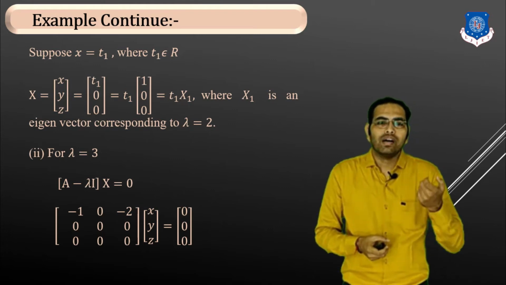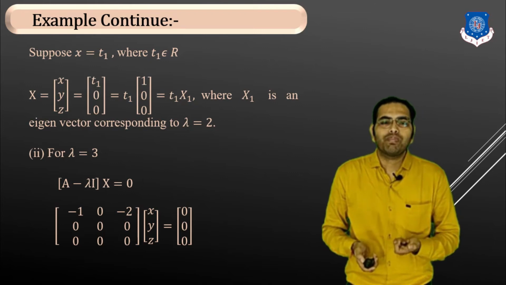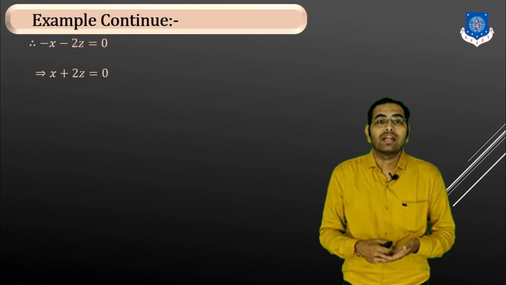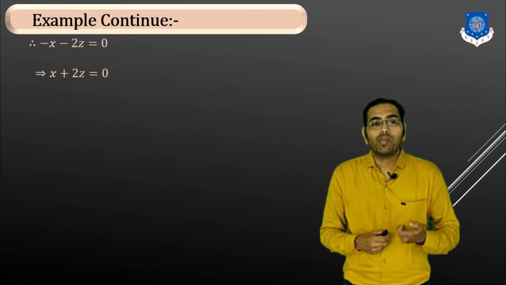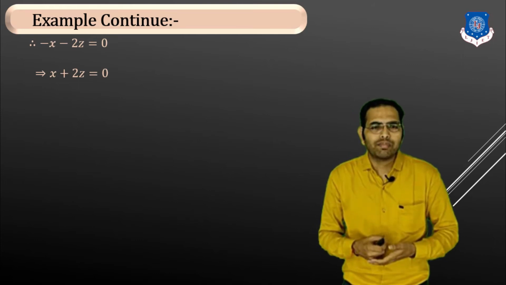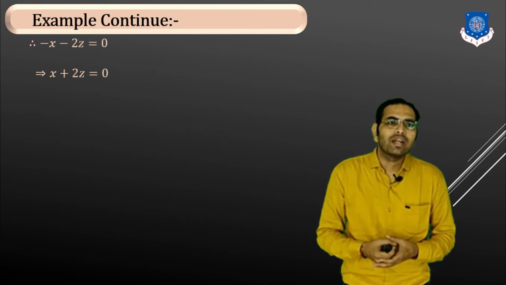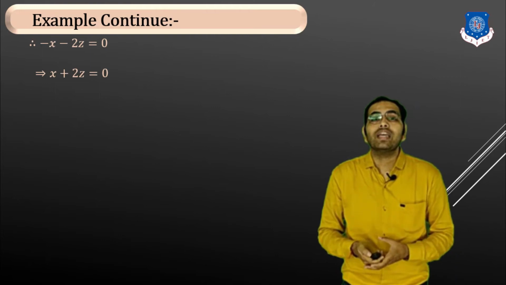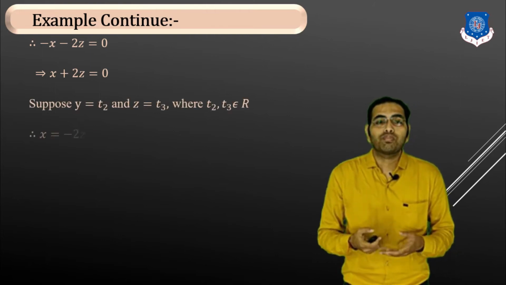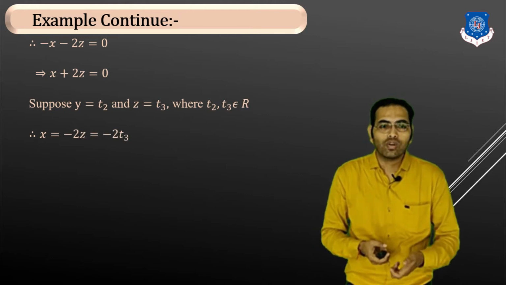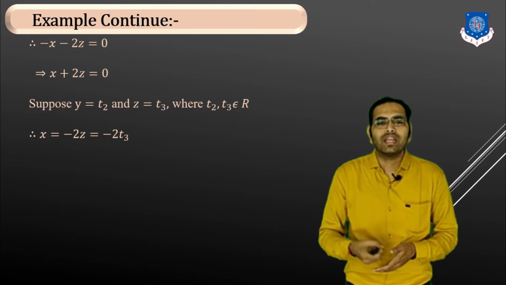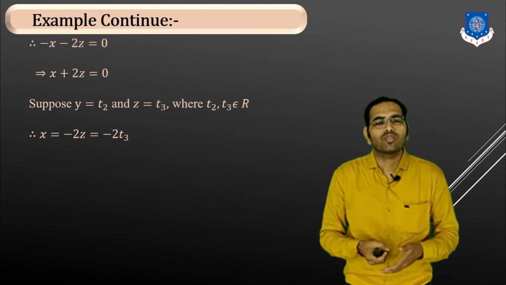That means our x variable is present, but x2 and x3 are not present. That means at the positions of x2 and x3, or y and z, the leading element is absent. That means y and z are the free variables. So we assign other variables at those positions, y equals t2 and z equals t3, where t2 and t3 are arbitrary constants which belong to R.